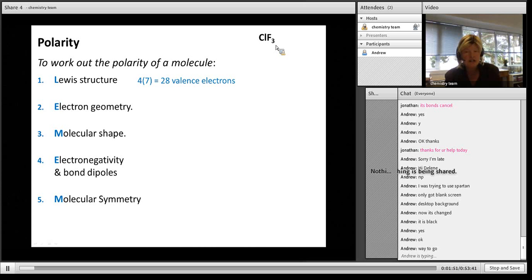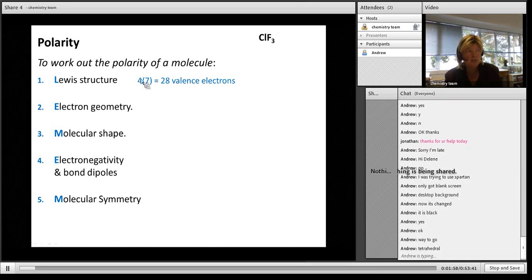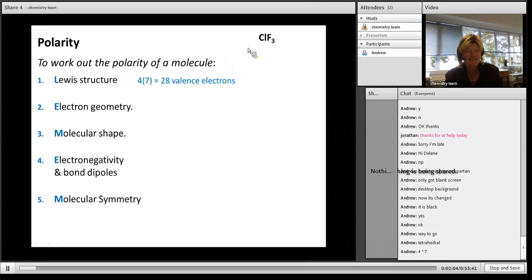Why 28, Andrew? Okay, I see you're typing anyway. But why would we have 28? Where did the 4 come from? Okay, you're really getting ahead. That's great. Okay, the 4 is from the chlorine plus the 3 fluorines. Okay, so we can draw this molecule.